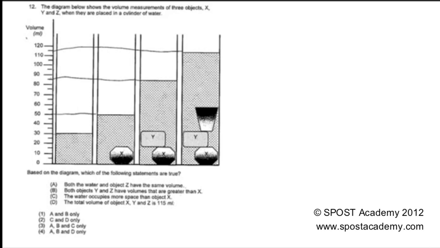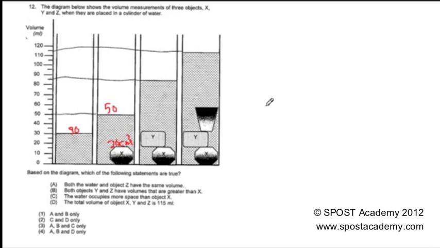So looking at the first column, the amount of water is actually 30 cm³. Now when the X is added in, it becomes 50 cm³, which means that the X is actually 20 cm³. That's because 50 minus 30 will give me 20.